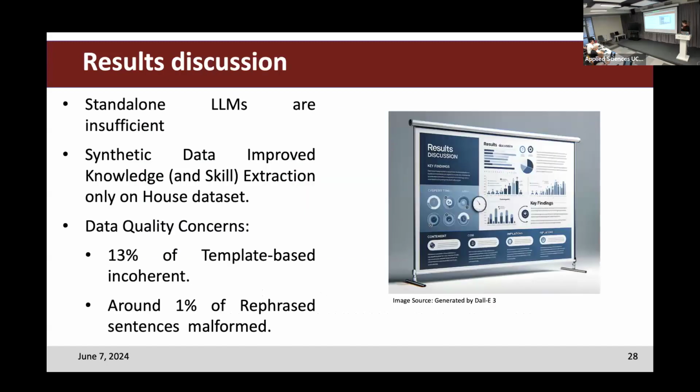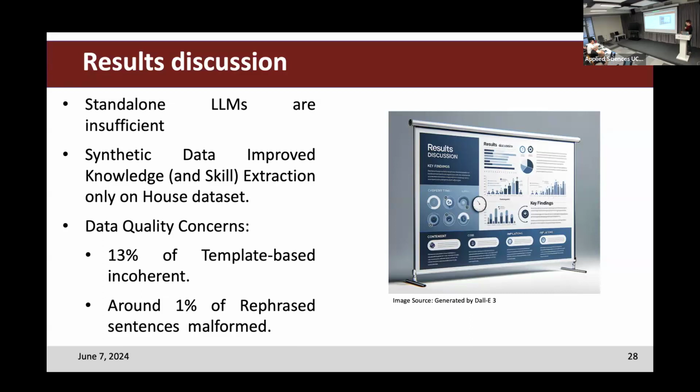So let's discuss the results. As we can see, standalone LLMs are insufficient for skills extraction, and they still underperform the supervised baseline. The synthetic data improved knowledge and, minorly, skill extraction only on the house dataset. The likely reason is that the tech dataset was already saturated with a large amount of skills, and as the house dataset is more diverse, we added more additional skills, and it got better.